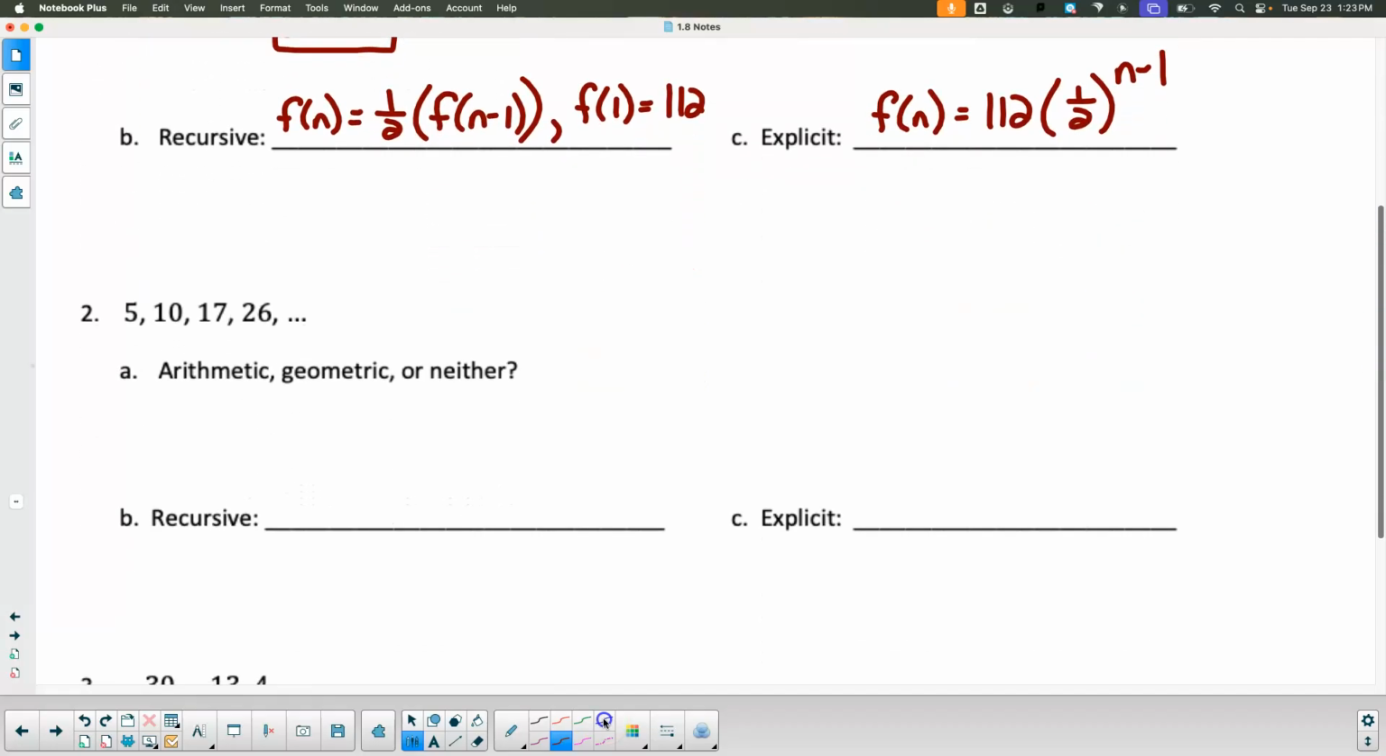Number 2, if I check addition, that one's going to be a plus 5, that one's going to be a plus 7. So right there I know it's not arithmetic. Okay. This one's going to be a times 2, this one's going to be a times 1.7. So right there I know it's not geometric. So it's neither. Okay? Which means we can't give a recursive, we can't give an explicit.